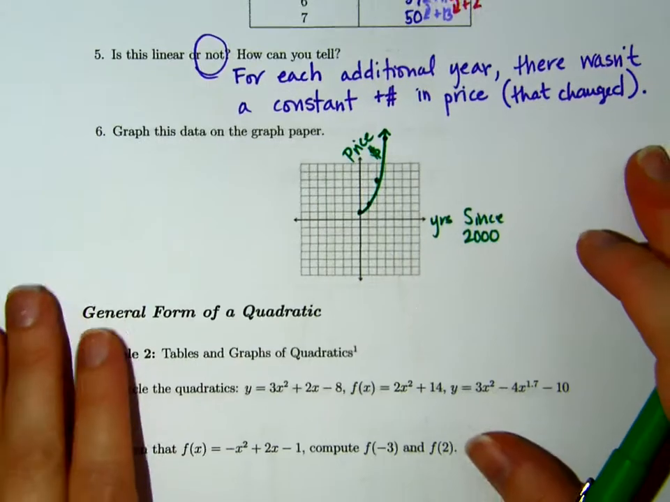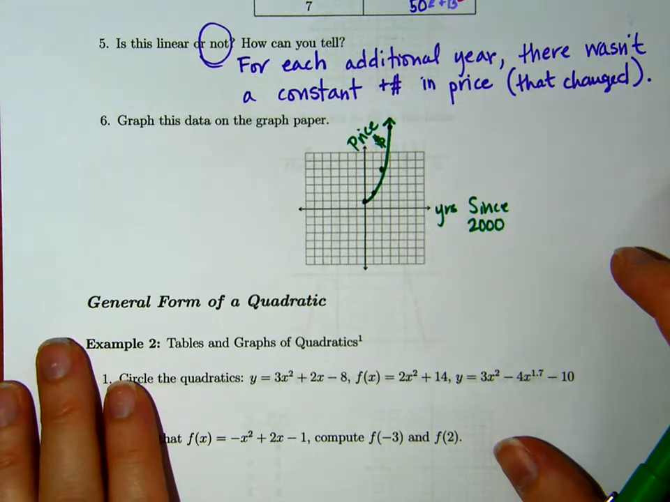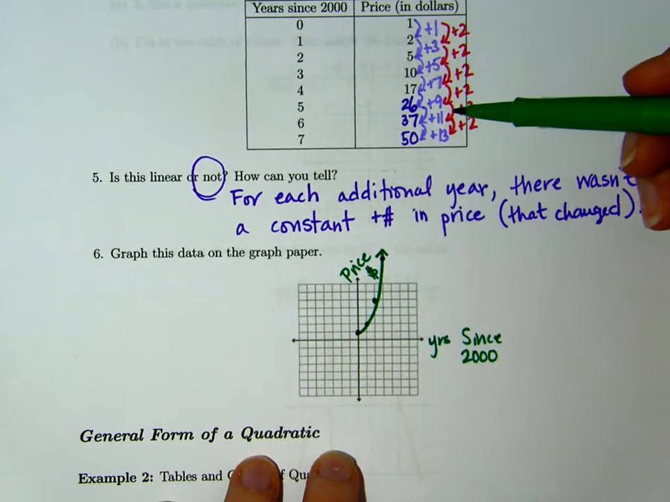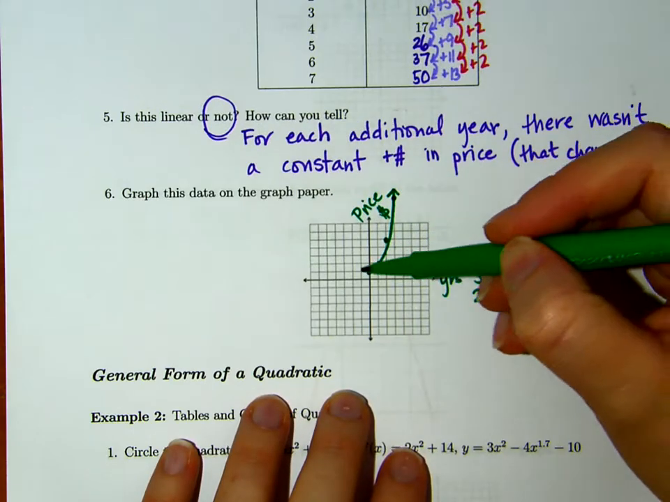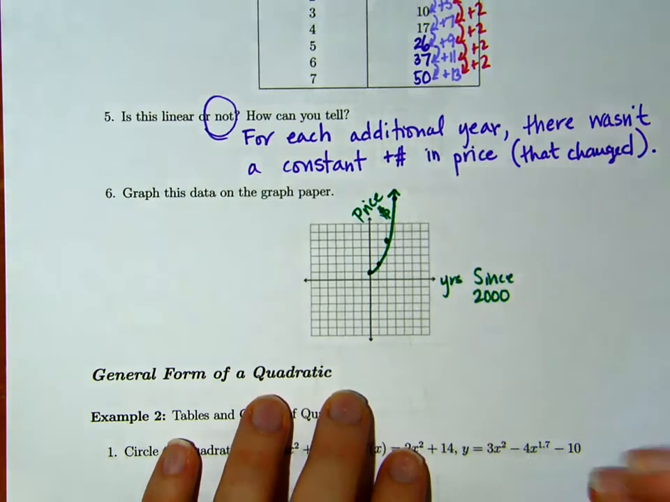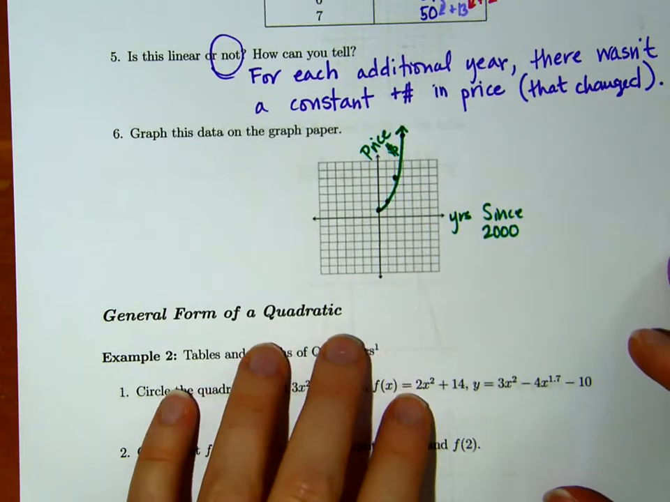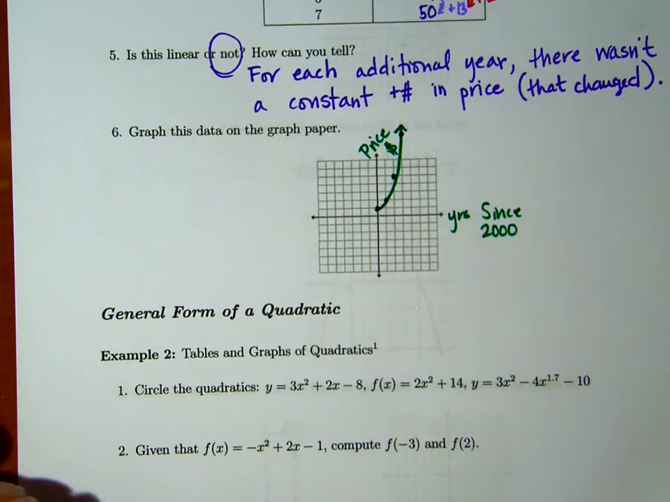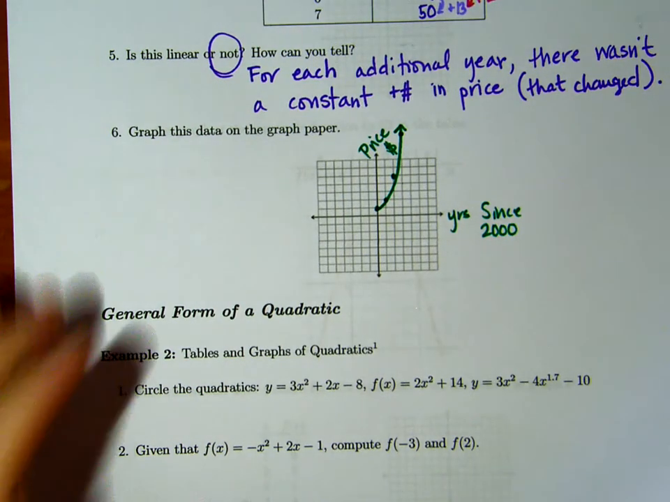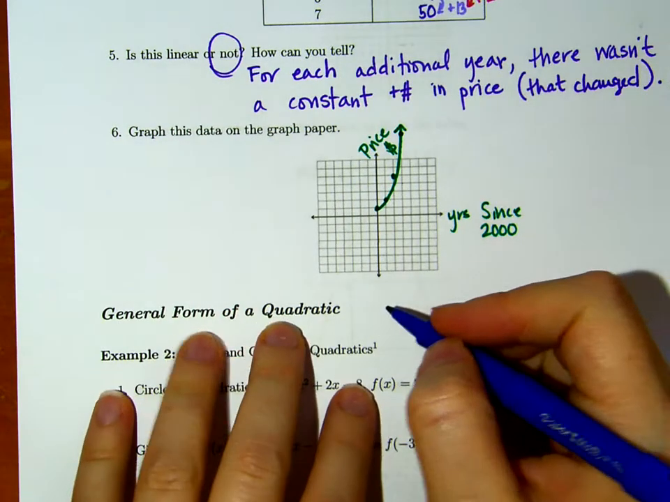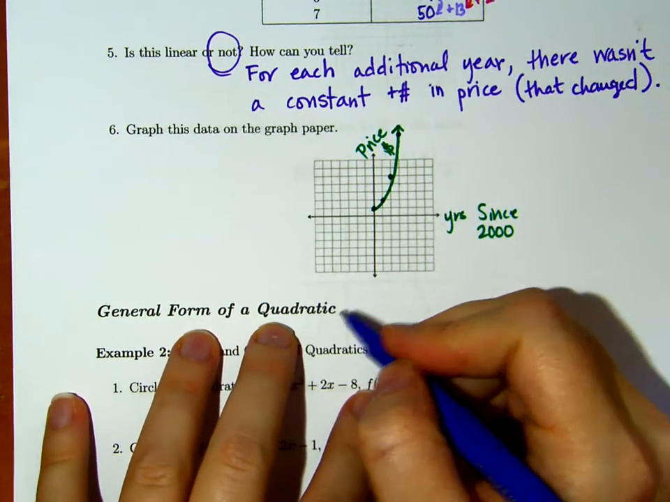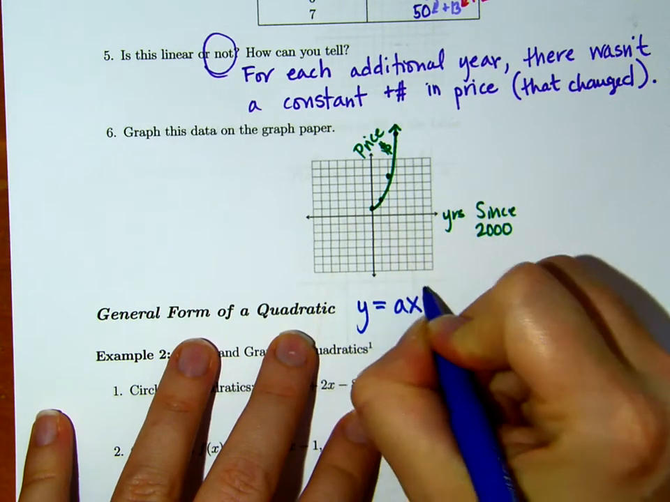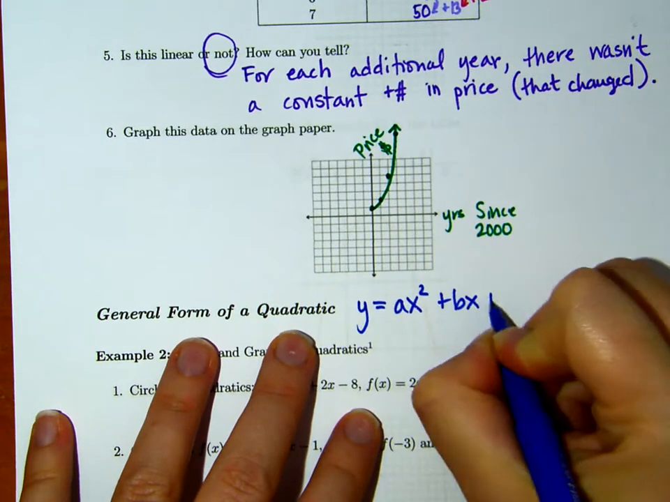Okay, which brings us to the general form of a quadratic. When we see this second layer pattern, and when we see this bend, then we have a quadratic. Okay, so let's write this down. The general form of a quadratic, which follows the second layer pattern, or is identifiable by a second layer pattern, is y equals ax squared plus bx plus c.